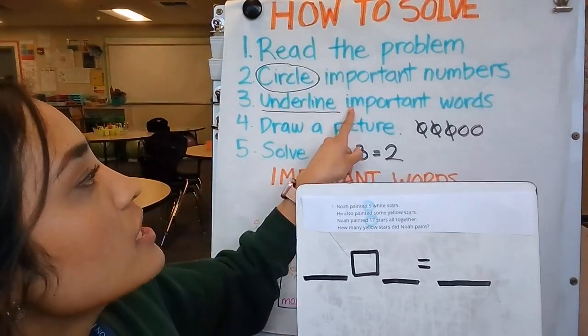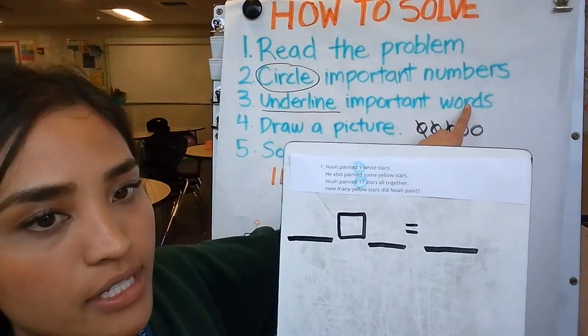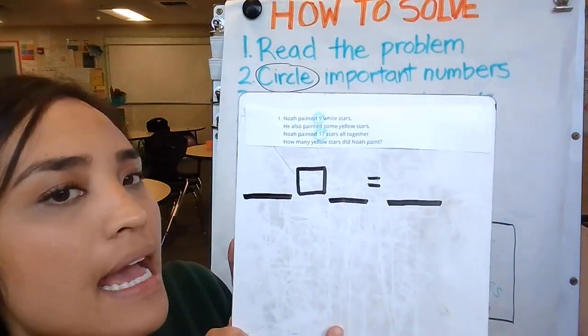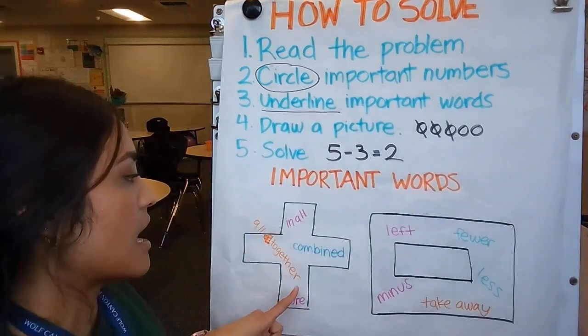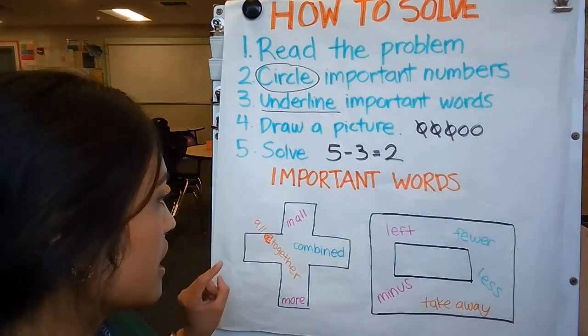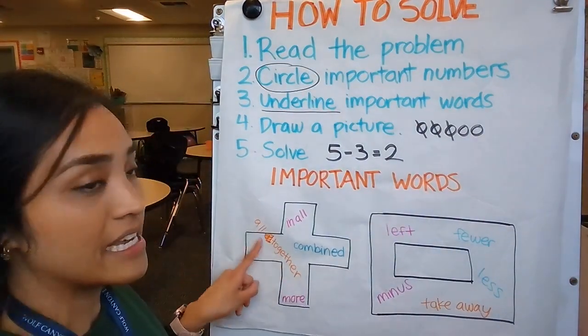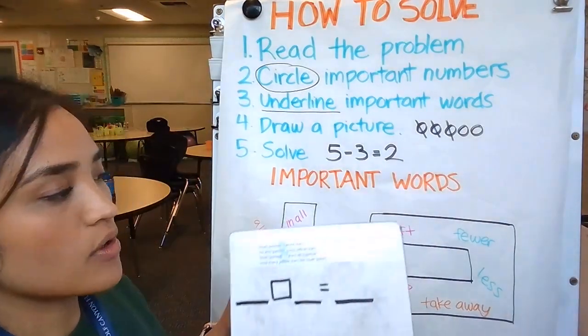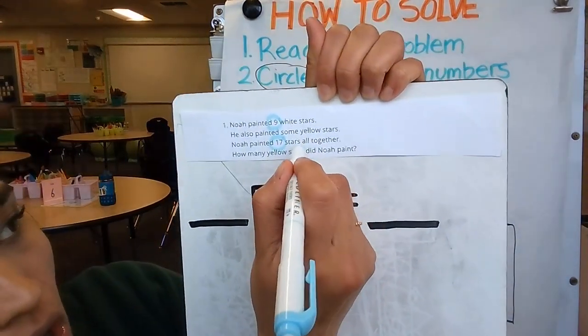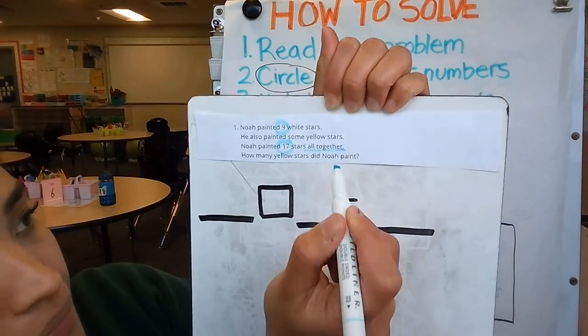Step 3 is underline important words. Okay, so let me look at this. What are some important words that tell me that this is either an addition problem or a subtraction problem? Well, over here I see it says all together. All together means it's going to be an addition problem. And I see those words right here, all together.